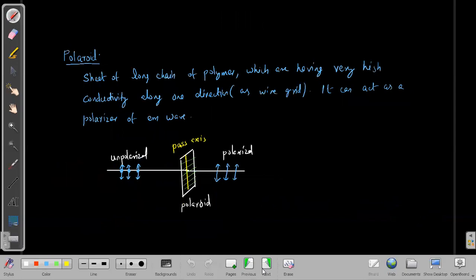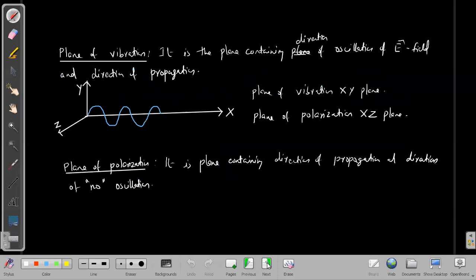Another one is the polaroid. The polaroid also absorbs the electric field. Here the phenomenon is called dichroism. It selectively absorbs one component of the electric field, and that is due to the characteristic of a polymer. Some polymers have very high conductivity along one direction, and those can be used as a polarizer. The technical term for such a polarizer is the polaroid.